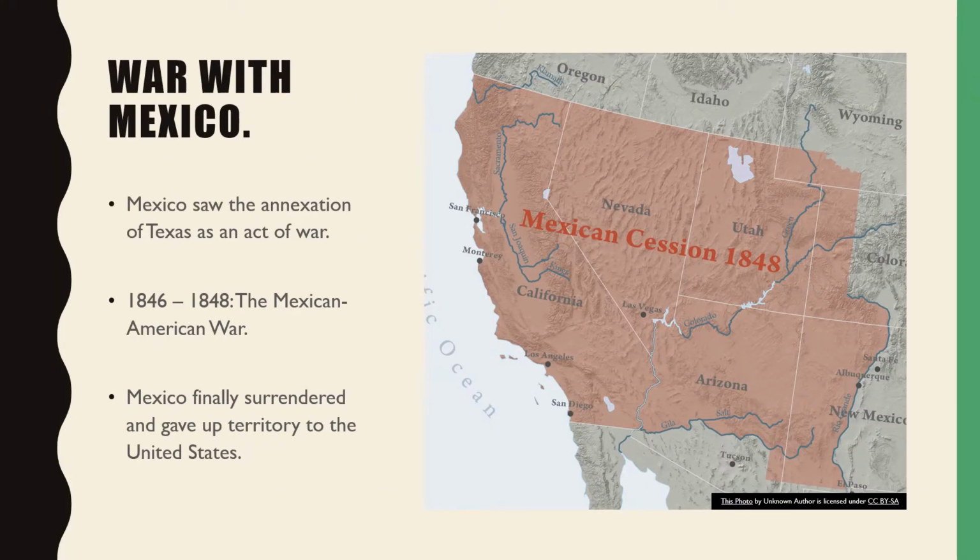War with Mexico. Mexico saw the annexation of Texas as an act of war. 1846-1848, the Mexican-American War. Mexico finally surrendered and gave up territory to the United States. This map shows what Mexico surrendered: places we refer to today as California, Nevada, Utah, pieces of Arizona, New Mexico, Colorado, and even a little bit of Wyoming. This was some of the land we gained as a result of the war.